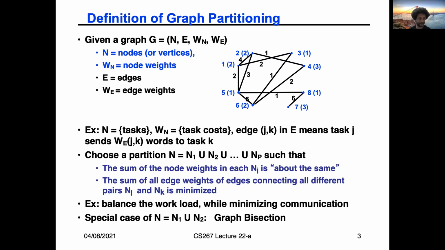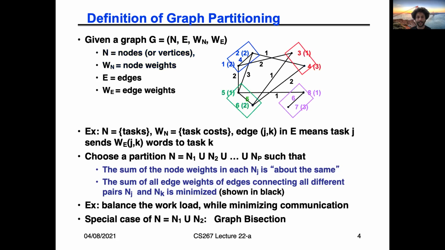We can define the vertices to be arbitrary tasks depending on our goal, and the vertex weights and the edge weights can encode certain information that is very valuable. Here's one example of how to group these onto 4 processors, and this is simply putting 2 vertices at each node.